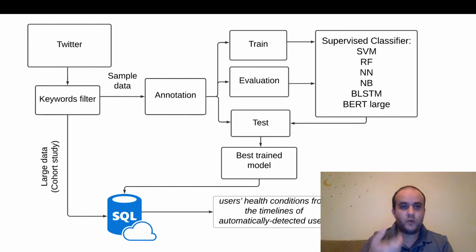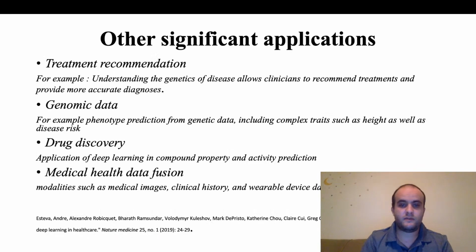And this is generally how we have designed it: from Twitter, we extract some sample data regarding breast cancer survivors. Then we train a model to understand their mental health, I mean how they self-reported themselves. If they self-reported as breast cancer patients, then we extract the tweets and save them in our database. Another very significant application, due to the limited time, but there are a lot of applications in healthcare. I summarize some of them, such as treatment recommendation.